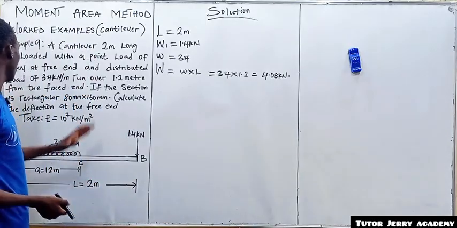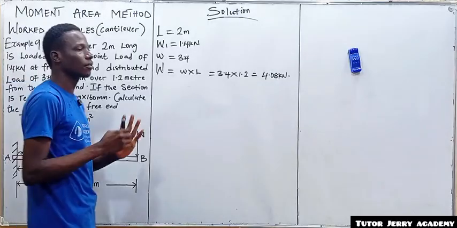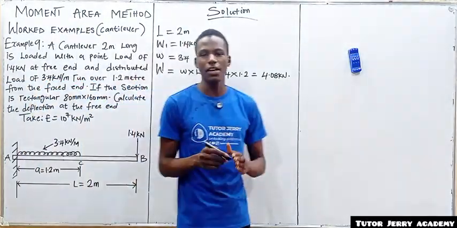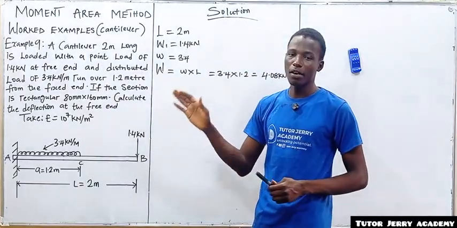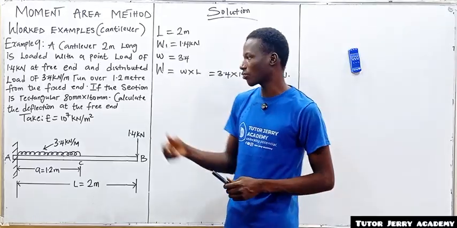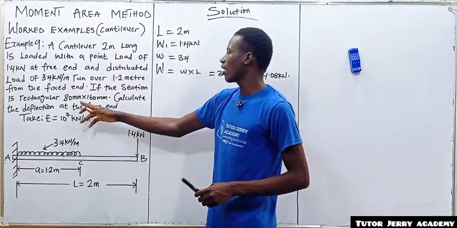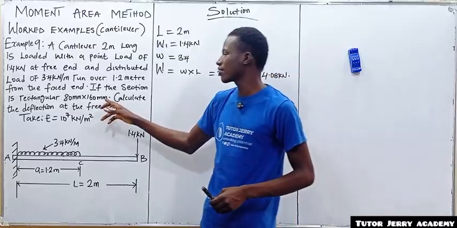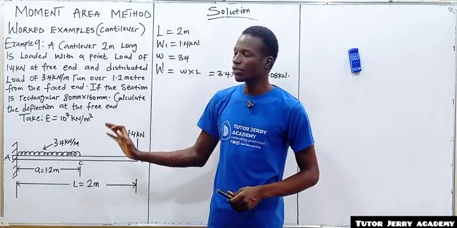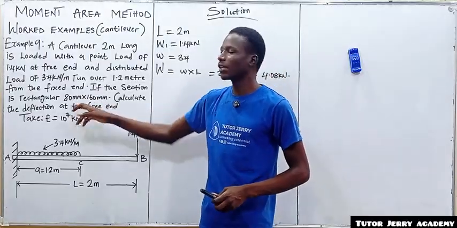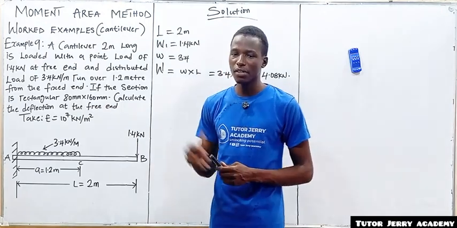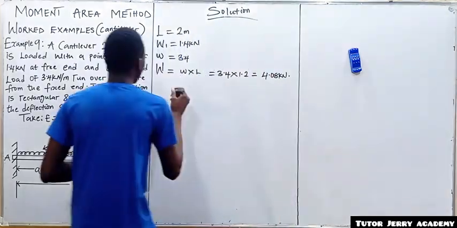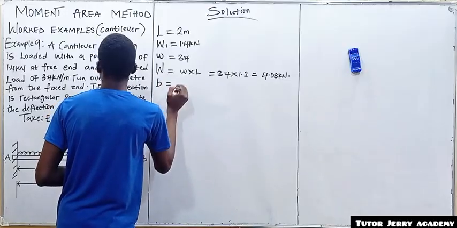And what next do we have? We are told that the moment of inertia for this section is I equals to BD cube all over 12. Now we have 80 millimeter times 160 millimeter. 80 millimeter is our breadth, and 160 millimeter is our depth.